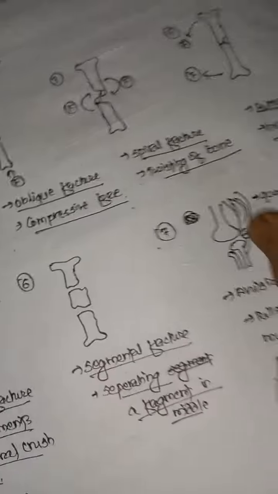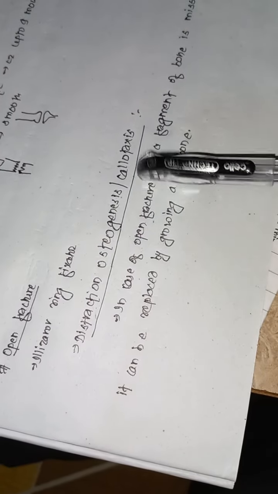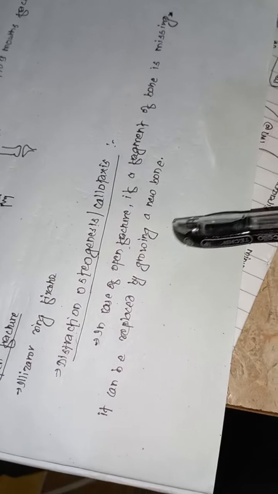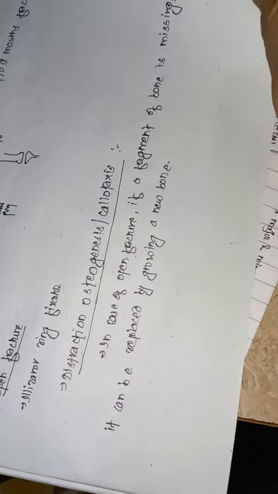I have written a note of it like this: Ilizarov ring fixator in distraction osteogenesis or callotaxis. In case of open fracture, if a fragment of bone is missing, it can be replaced by growing a new bone. This is known as distraction osteogenesis.